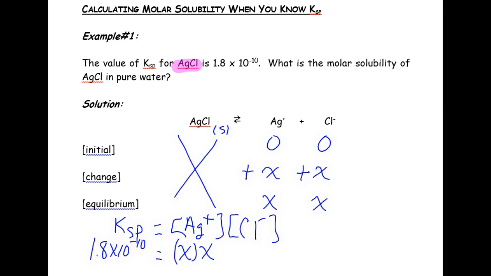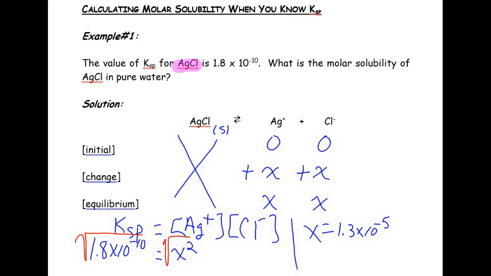times x. I'm going to go ahead and replace that with x squared. And so it appears to me that in order to solve for x, I just need to simply take the square root of both sides of my equation here, and that will give me x, the value of my unknown. I'm going to quickly solve for that. I'm getting that x has a value of 1.3 times 10 to the negative 5.